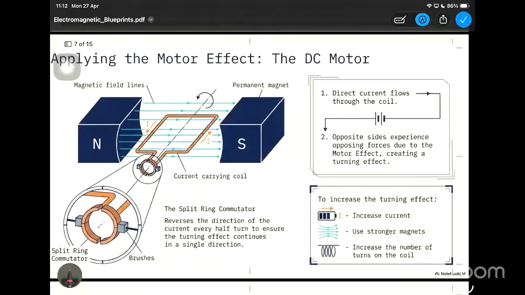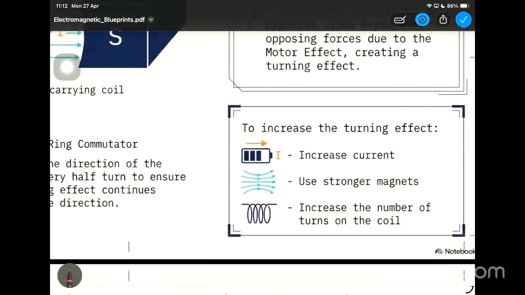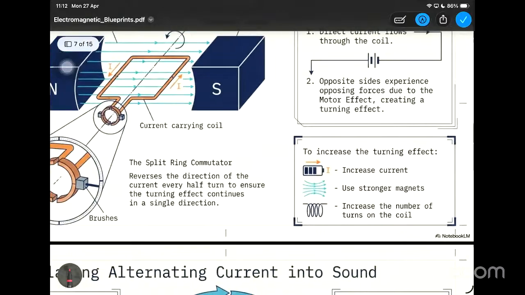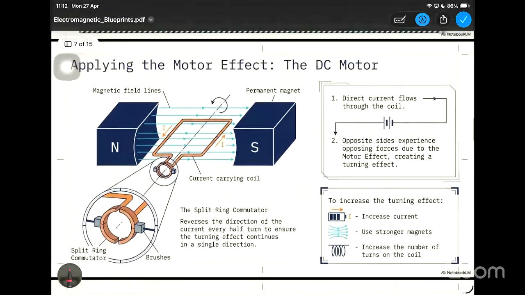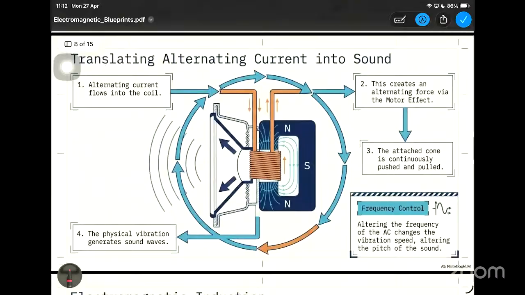And here, in order to increase the turning effect, you need to increase the current. You need to use stronger magnets, increase the number of coils, the number of turns in the coils. So see, these are some small theory stuff actually, right? So try to remember them. And the next one, alternating current into sound, you can go through it, okay?